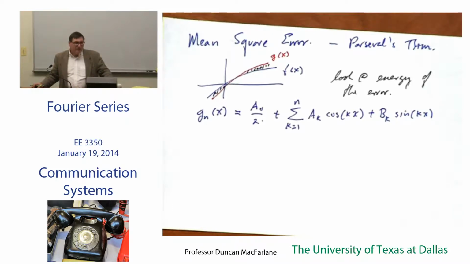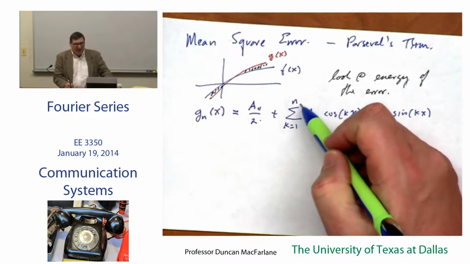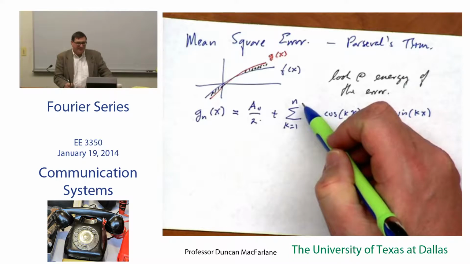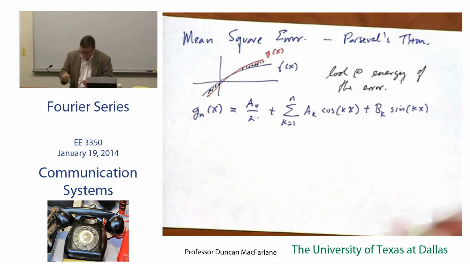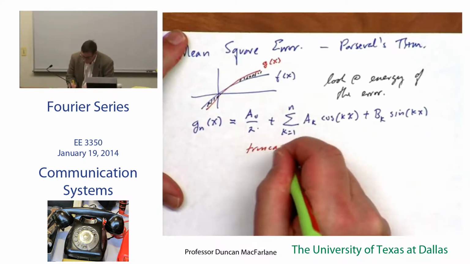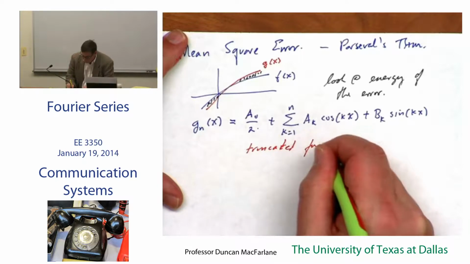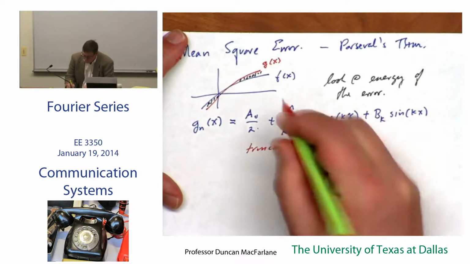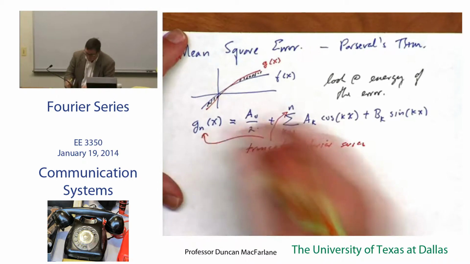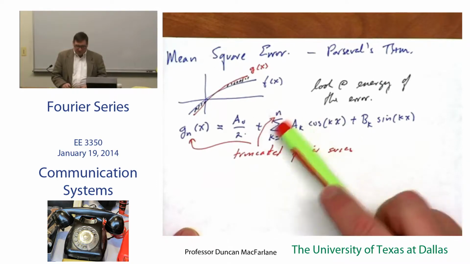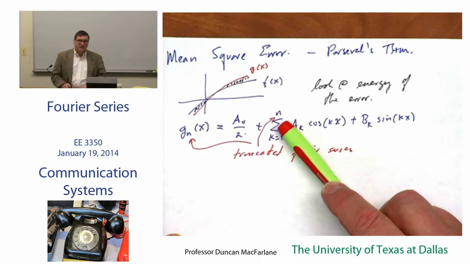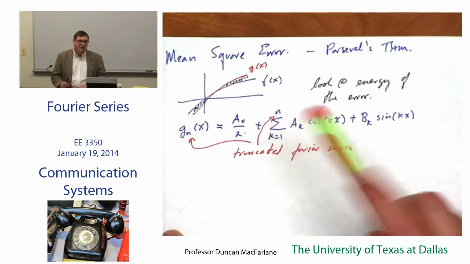So notice this is not a Fourier series because I've truncated it to n. Okay? So this is a truncated Fourier series. So in principle I can truncate this at 1, 2, 3, 4, 1,027, depending on how much patience I have.